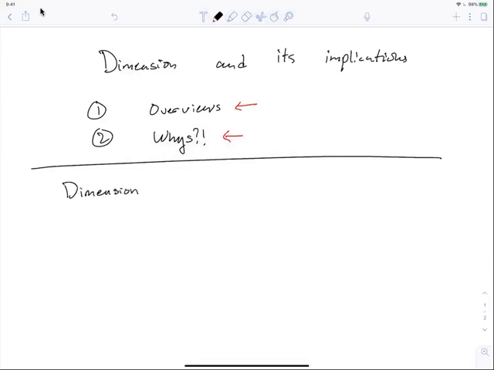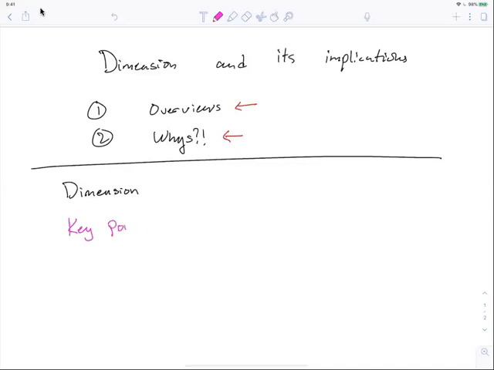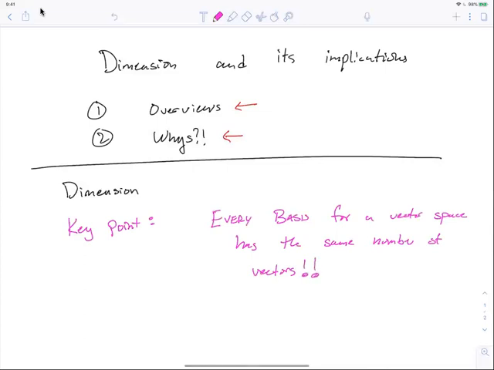So far we've internalized intuitively what dimension is, but we haven't formally defined what dimension is. So to do that, we need a key point. And the key point is that every basis for a vector space has the same number of vectors. And this may seem overly obvious once we go through it.